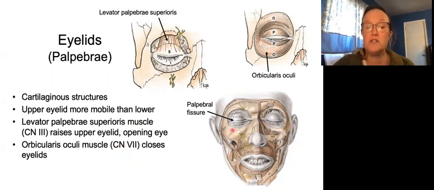And one other structure I'll just point out to you here while we're talking about eyelids is that in between the two eyelids, there's a gap or a fissure, which is like a crack, called the palpebral fissure. Okay, so named after the eyelids.